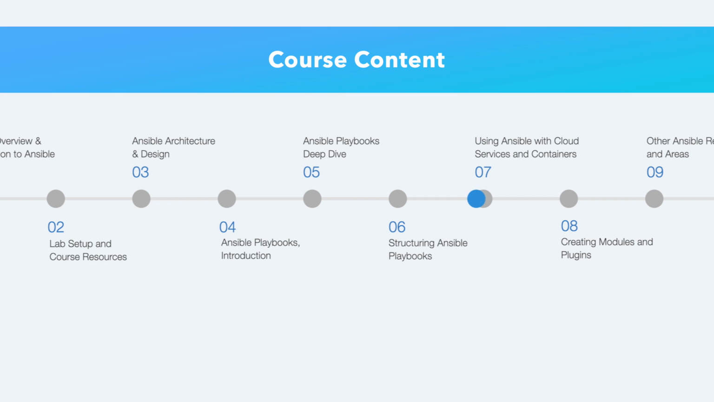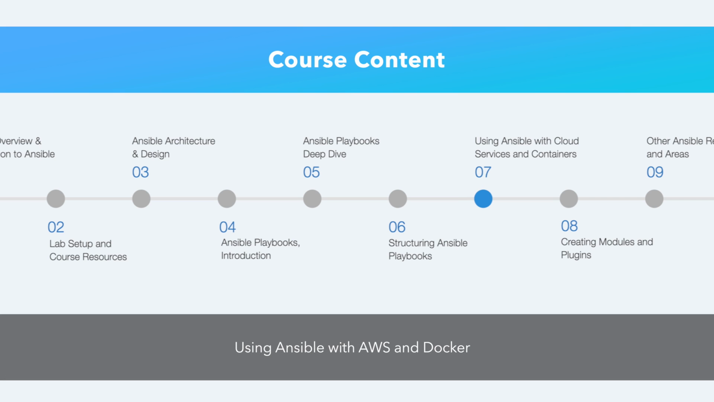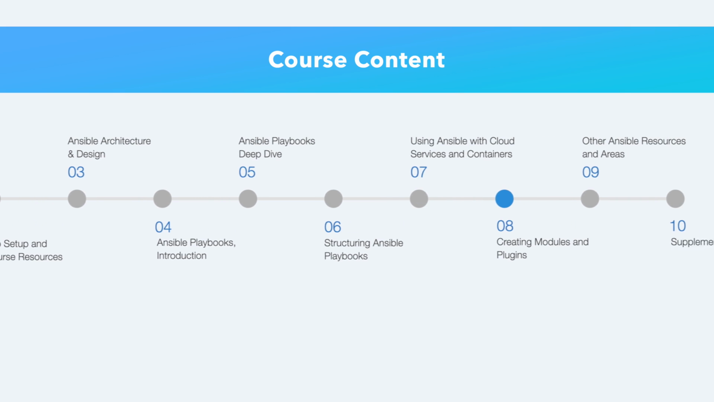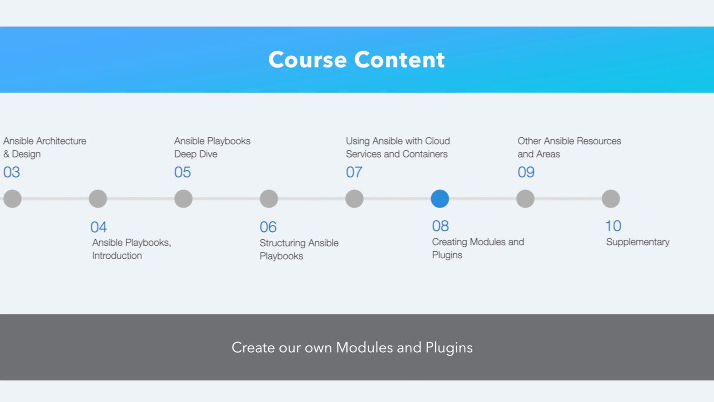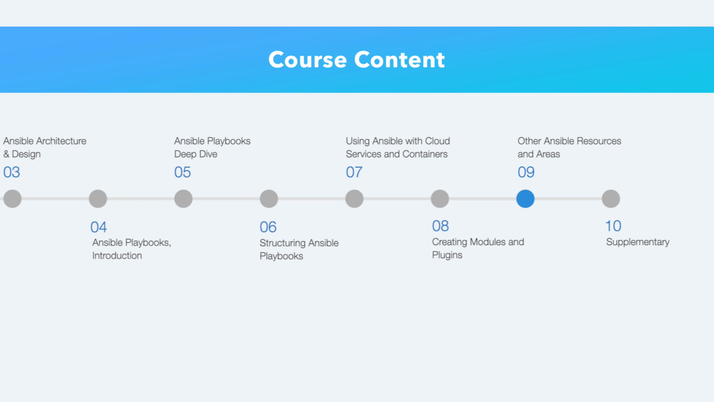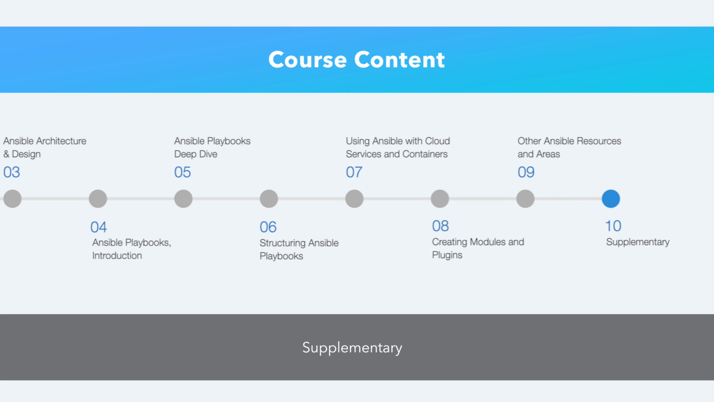In section 7, we'll make use of popular areas with Ansible such as AWS and Docker. In section 8, we'll create our own modules and plugins. Section 9 covers other Ansible resources and areas such as troubleshooting. Lastly, section 10 is supplementary and within this are other resources you may find useful.